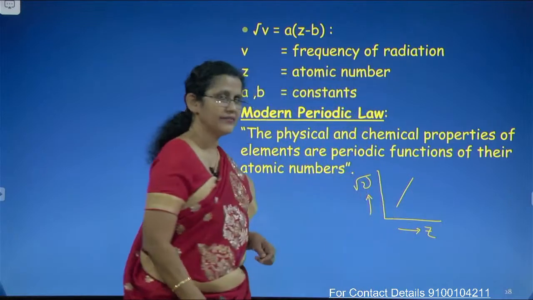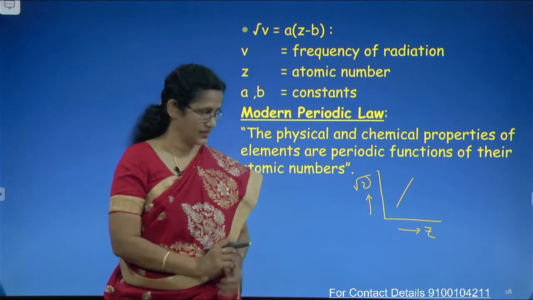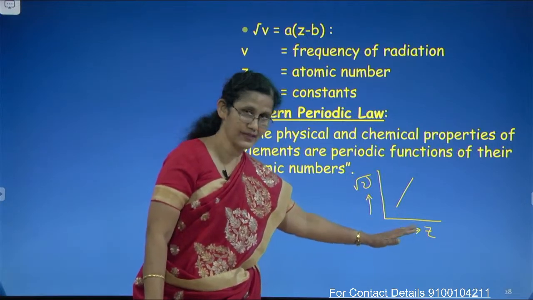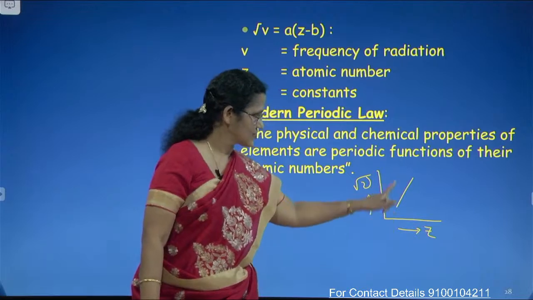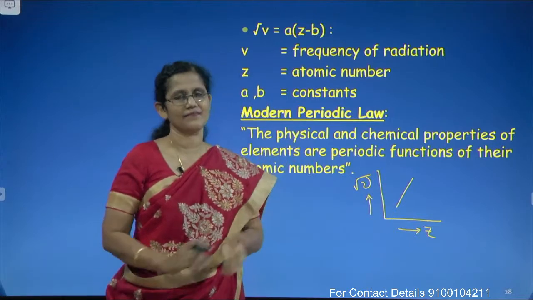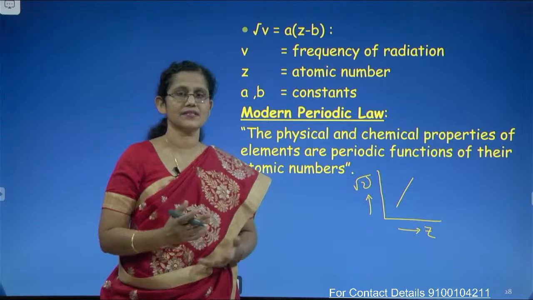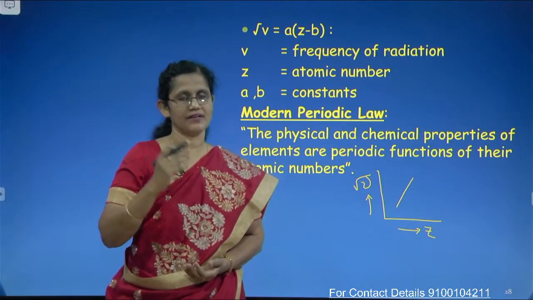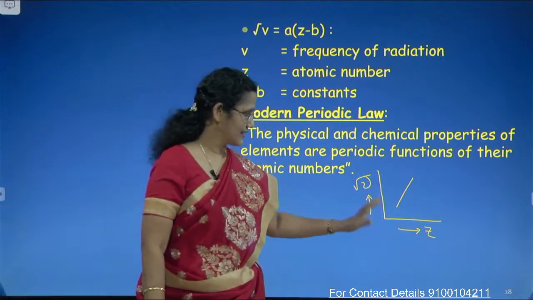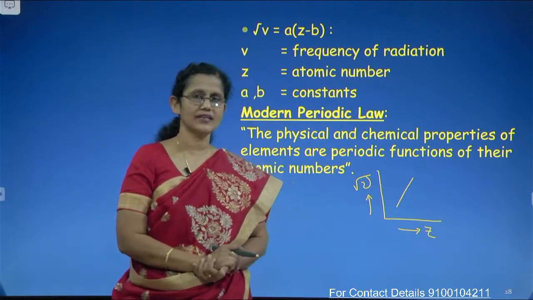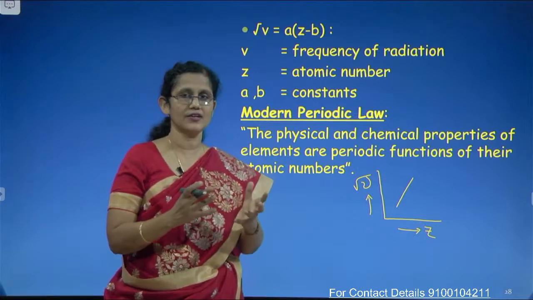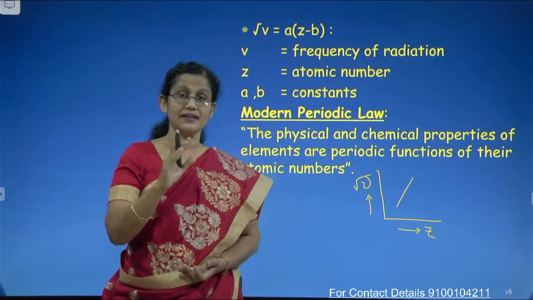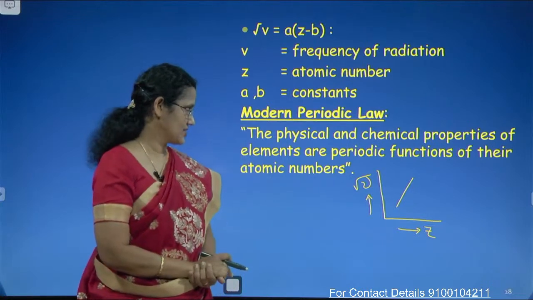If we plot a graph by taking root nu versus atomic mass, we do not get such a graph, right. We are not getting a straight line. So Moseley observed that atomic number should be the main basis of classification, not atomic weights. So he gave a modern periodic law. Moseley considered atomic numbers as the fundamental unit for classification of elements.